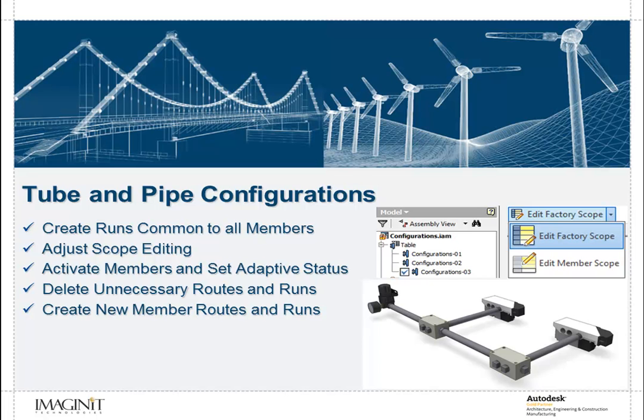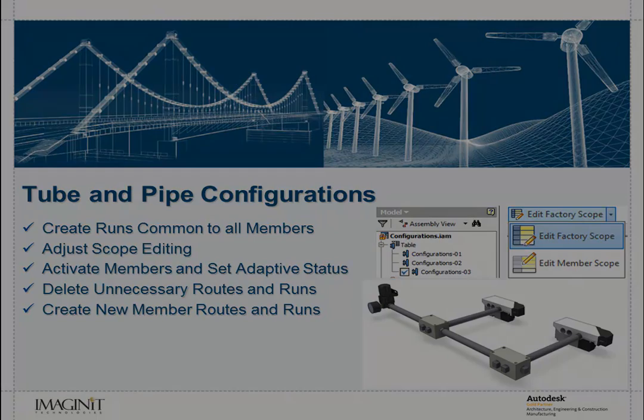In this video, we're going to take a look at tube and pipe configurations in Autodesk Inventor, specifically in the iAssembly environment. Some of the concepts we're going to talk about are creating runs common to all members, adjusting the scope editing for an iAssembly member, activating different members and setting their adaptive status, deleting unnecessary routes and runs we might have inside of a particular member, and lastly, just briefly talking about the fact that you can create new member routes and runs in this interchange configuration set for tube and pipe.